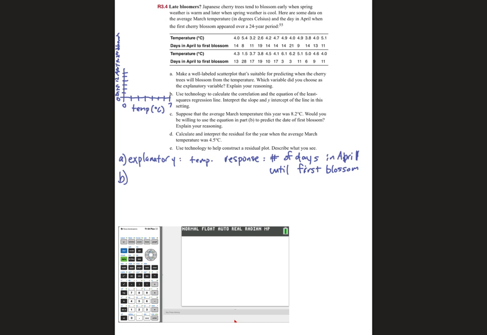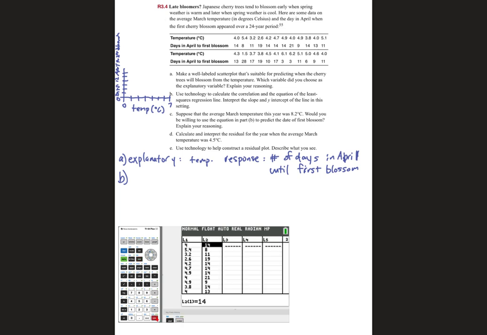Okay, so for part B, let's look at the calculator. Part B says use technology to calculate the correlation and the equation of the least squares regression line. Interpret the slope and the y-intercept of the line in this setting. Okay, so let's go to the calculator. First thing, I already put the values in. Go to stat and edit and put all the values in, which I already did.